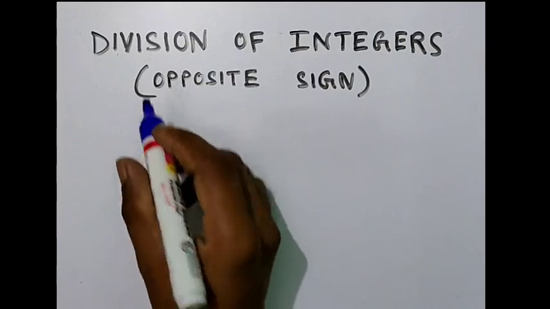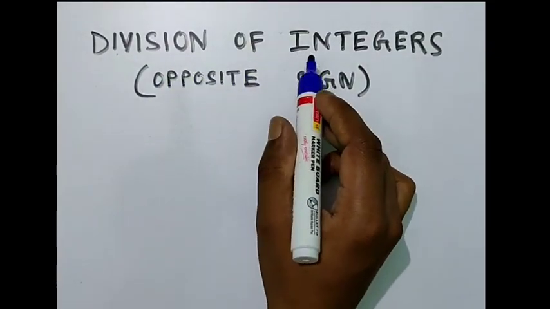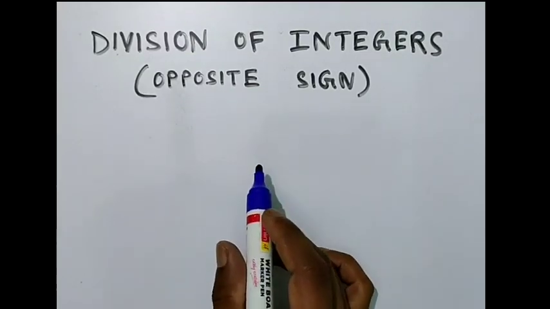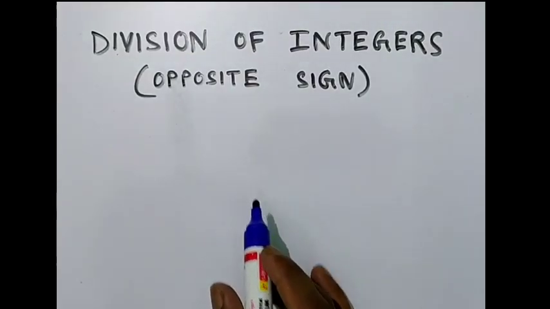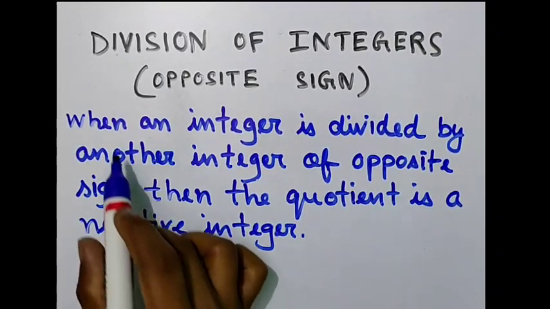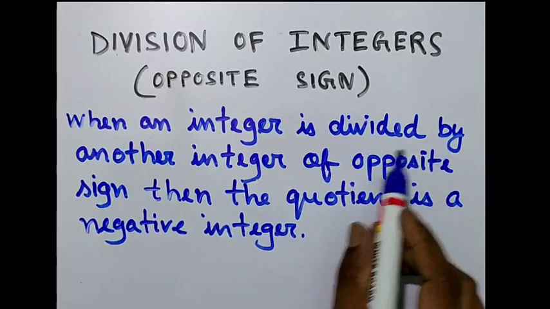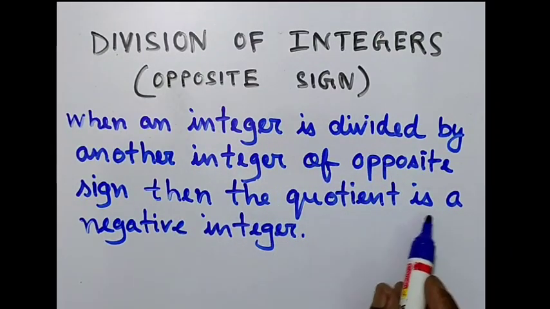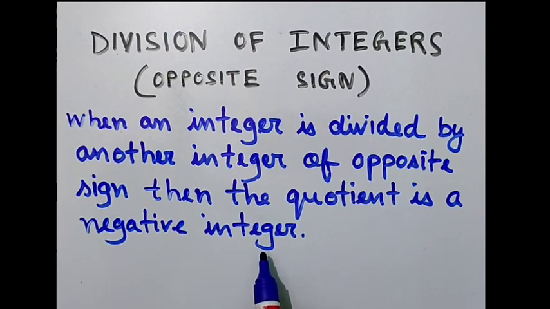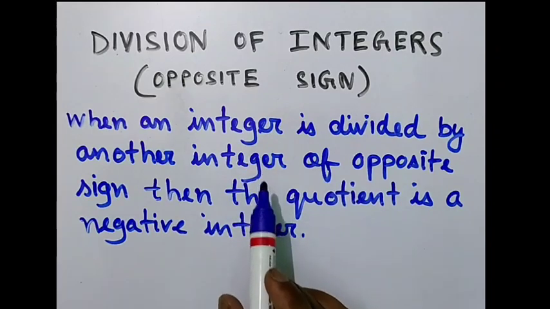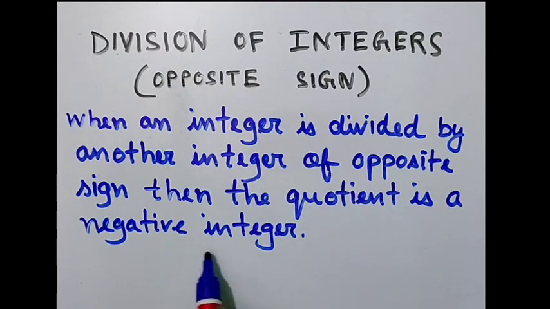Now let's learn about division of integers having opposite signs. So what happens when we divide two integers that have opposite signs? When an integer is divided by another integer of opposite sign, then the quotient is a negative integer. So what happens when we divide two integers having opposite signs? The result is a negative integer. Let's take a look at an example.